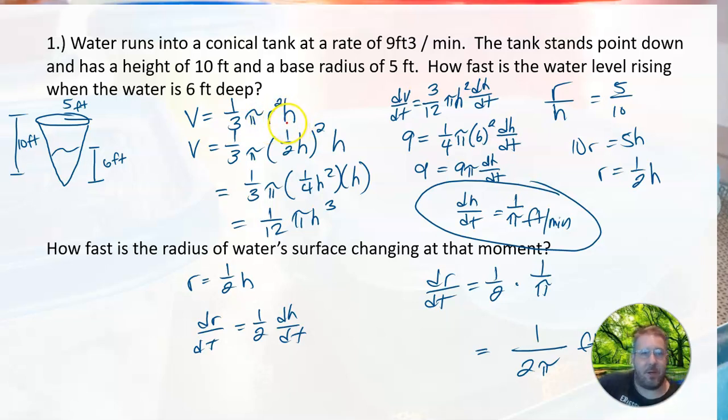You're going to end up with a dr dt and a dh dt, and you're not going to be able to do both of them. So what you're going to have to do is get this down to one variable. Before we do any of this, over here we're going to compare radius to height as a proportion. The radius happens to be 5, and the height happens to be 10. This is the proportion of the entire cone, of radius to height.